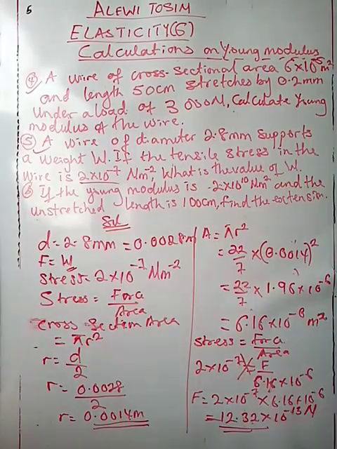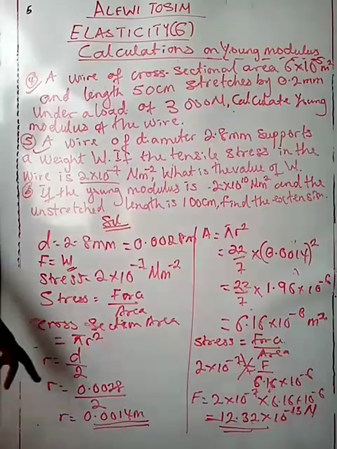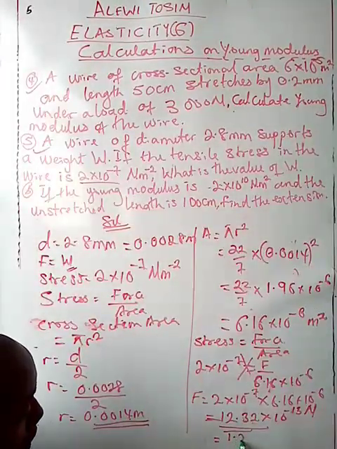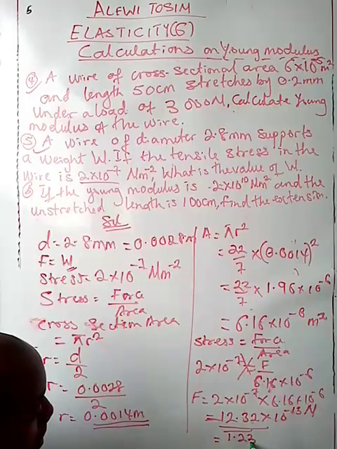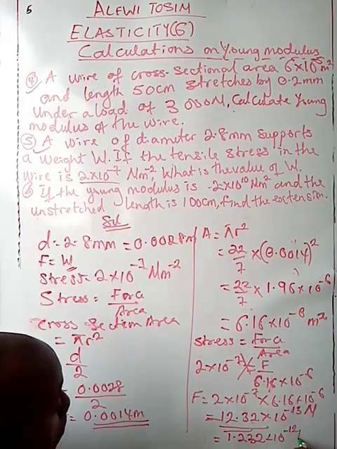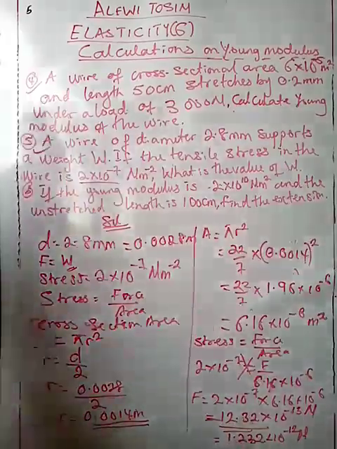The force of the wire, that's the weight of the wire, is 12.32 times 10 raised power minus 13, which could better be written as 1.232 times 10 raised power minus 12 Newton. This is in standard form.